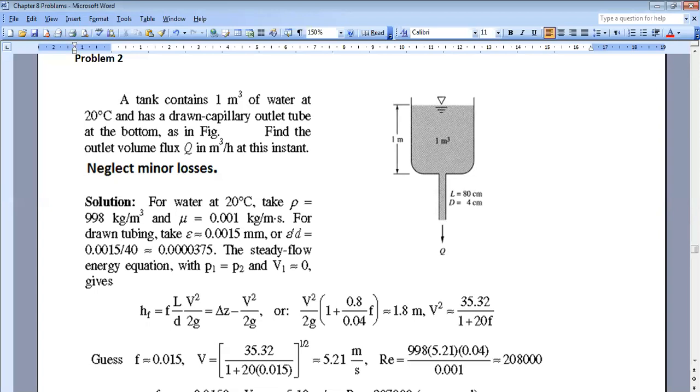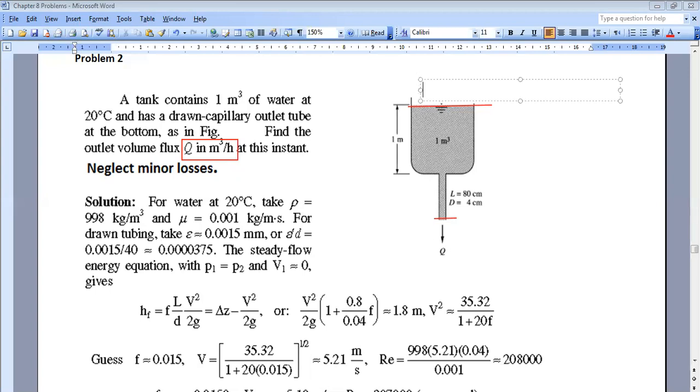Find the outlet volume flux Q in meter cube per hour at this instant. Here Q is not known, and since D is given, V is unknown. As usual we start by the typical method. We write the energy equation from position 1 to position 2, starting from here to here. Whenever you have a large reservoir, you can say that V is approximately neglected at this level compared to the second one.